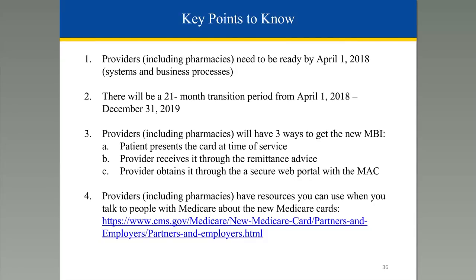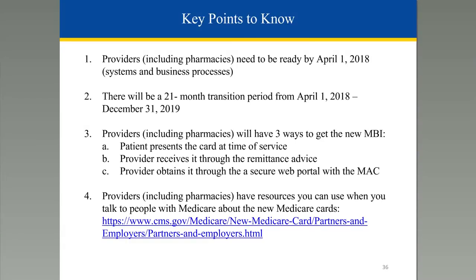Marnie, I'm not sure if you want to talk about this a little bit, with the key points to remember with the pharmacies and providers. Thank you, Dr. Postal. All right, this comes to the end of our session. The reminders: everyone needs to be ready by April 1st, 2018, with both their systems and their business processes. Yes, we are going to start mailing cards. April 1st is a Sunday, so April 2nd, USPS will be mailing those cards. There will be a 21-month transition period starting April 1st, 2018 through December 31st, 2019.